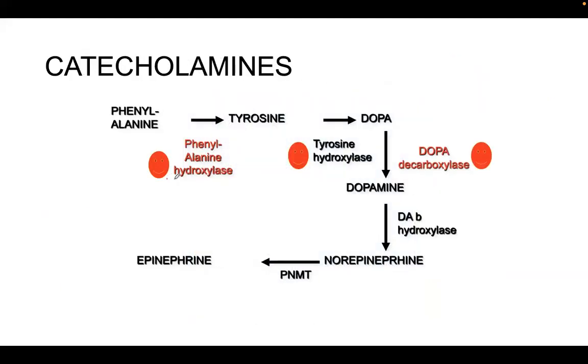Get this: phenylalanine hydroxylase, dopa decarboxylase. Question, what is the disease that arises because of a deficiency in phenylalanine hydroxylase? That's PKU, or phenylketonuria. And how does the urine smell in PKU? Okay, this is the mousy odor.